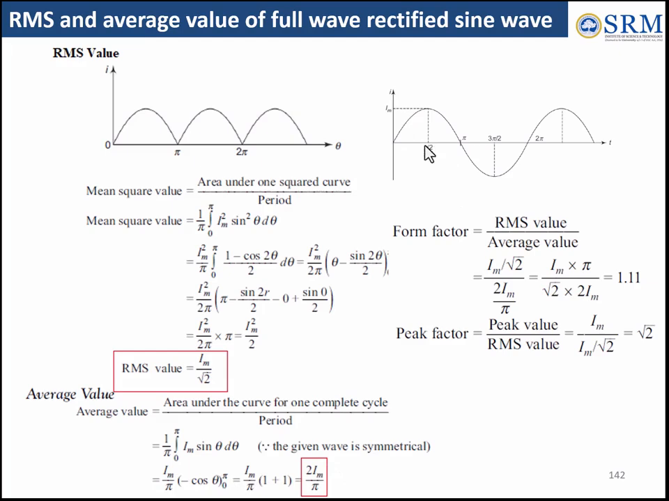If you substitute in the form factor formula, the ratio of RMS to the average value, RMS is Im by root 2 and average is 2 Im by pi. So we get 1.11. Similarly, the peak factor, the ratio of peak value to the RMS value, is Im divided by Im by root 2, which is root 2.